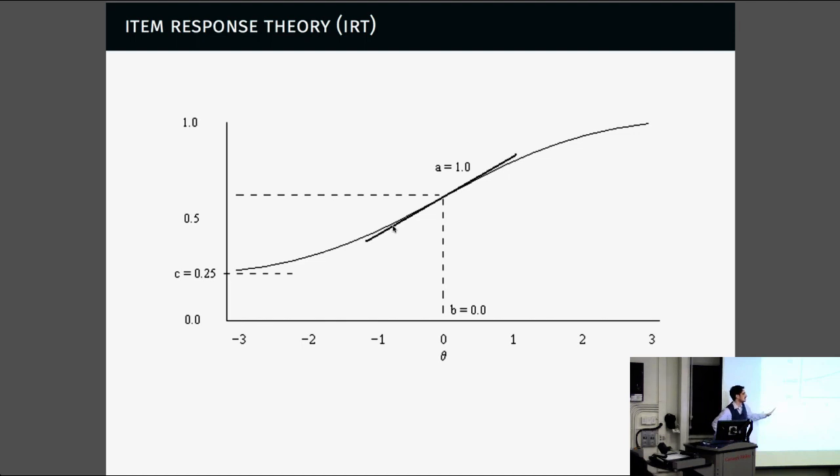So whatever your B parameter is, one thing you can tell from that is a student with a theta of that exact same value has a 50% chance of answering the question correctly, and a student with a higher theta has a higher probability of answering correctly, and a student with a lower theta has a lower probability of answering correctly. And the A parameter determines the slope of the curve. So A equals 1 is a standard logistic curve.